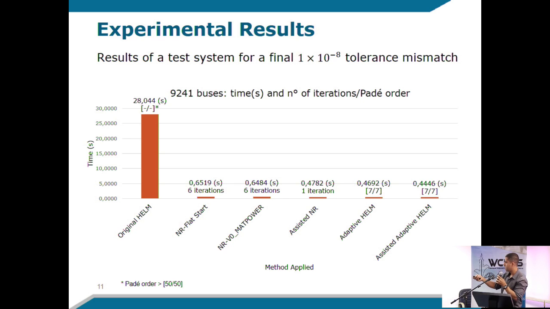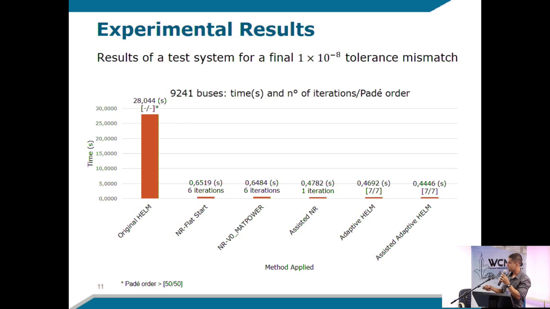So we have some results obtained until the final solution, which is 10⁻⁸. We simulated two or three systems, but the most relevant is the 9241-bus system, which is part of the European system, and it is in MATPOWER. So we can see that the original HELM has the worst result, 28 seconds to get the final solution.